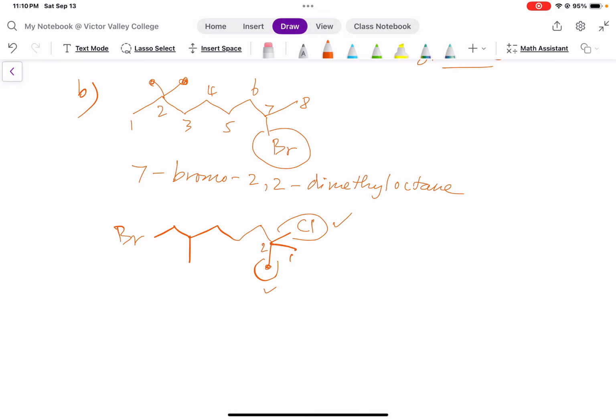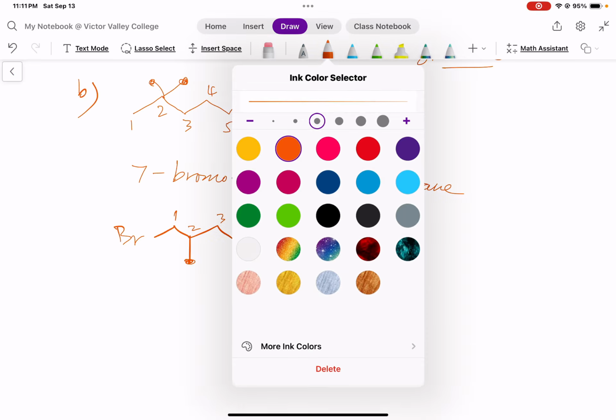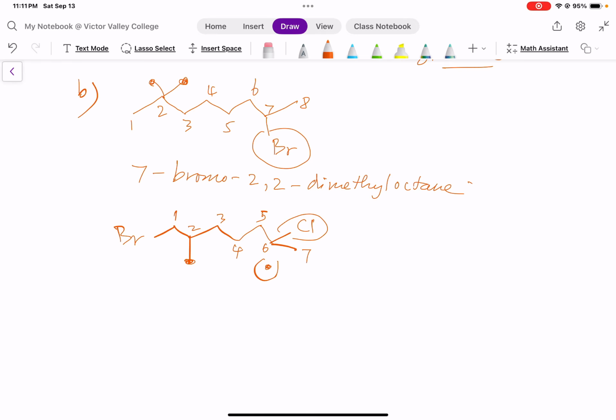methyl is a branch, and this is number 1. Okay, carbon. Now that looks pretty tempting because there's a lot of branches on the right side, but on the left side, number 1 is bromo. That's a winner. That's the closest one. So we're gonna take that one. 2, that's a methyl. 3, 4, 5, 6, 7. Okay.